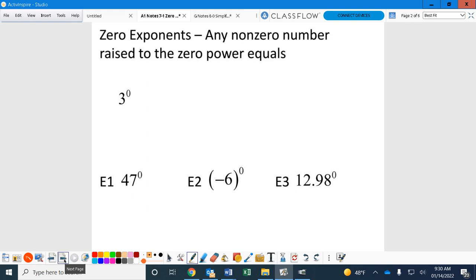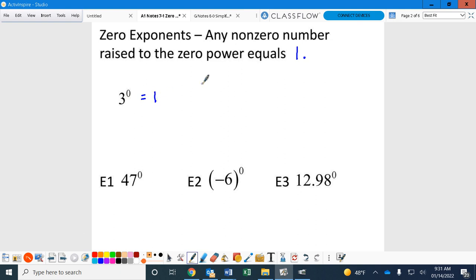So any non-zero number, that means, guys, you can't have 0 raised to the 0 power, that's a different thing. But any non-zero number raised to the 0 power equals 1. Period. The end. It's just 1. Okay? Now, we need to show you why. You need to understand the concept because you're going to see it within problems as well. So 3 to the 0 is always going to equal 1. That's just the rule. Well, let's show you where that comes from.